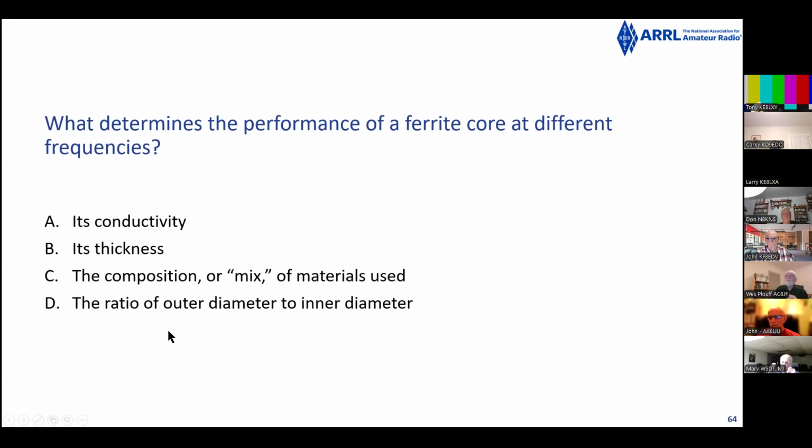What determines the performance of a core at different frequencies? Its conductivity, its thickness, the composition or mix of materials used in the ferrite core, or the ratio of outer diameter to inner diameter? Composition, probably. Yep, it's composition, Charlie.